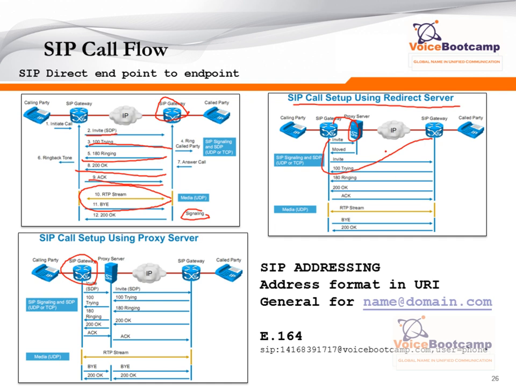Now SIP addressing is in the format of a URI, Uniform Resource Identifier, which is basically name@domainname.com, or the E164 number. The telephone number in a SIP environment is as follows: SIP followed by the number, at the domain name, and the user type.